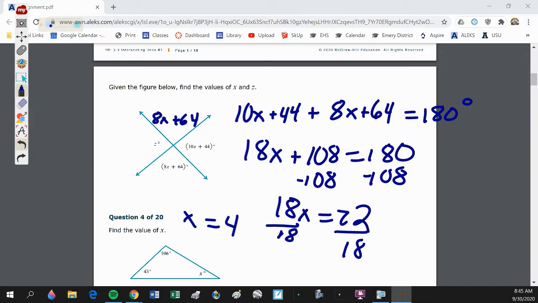So we need to take our result of x equals 4 and then insert it into this portion of the equation. So z is equal to 10 times 4 plus 44. 10 times 4 is 40. 40 plus 44 is 84.